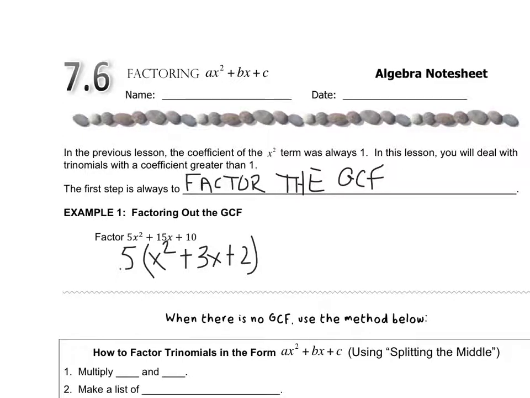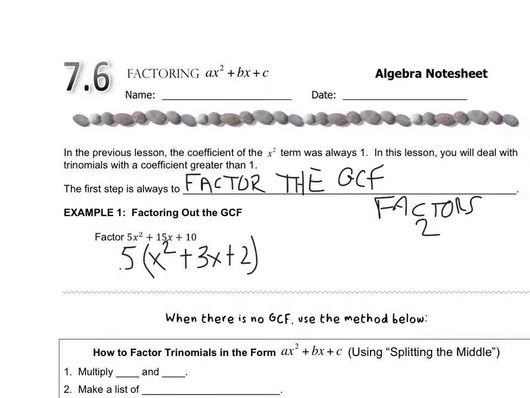Remember, when I factor things, I need to have the new factored form look exactly the same as the original value. So if I use my distributive property, this could go right back to being the 5x squared plus 15x plus 10. So now, once we have the x squared plus 3x plus 2, as we learned in our last lesson, we'd be looking for factors of the 2. Okay, it's the c value. So factors of the number 2.